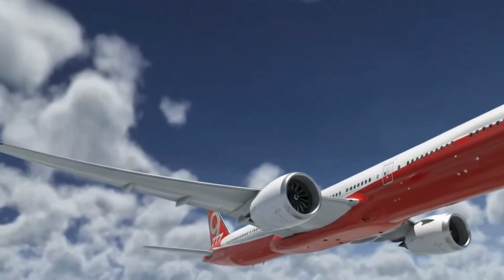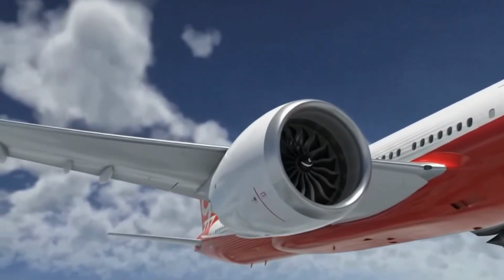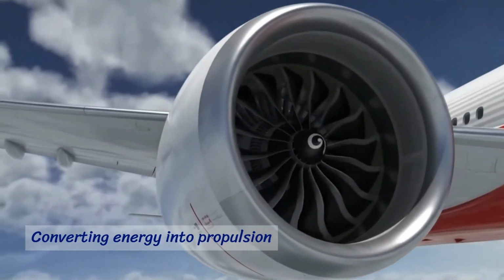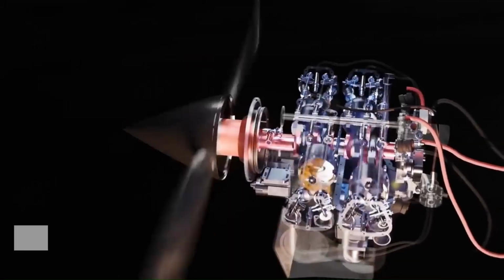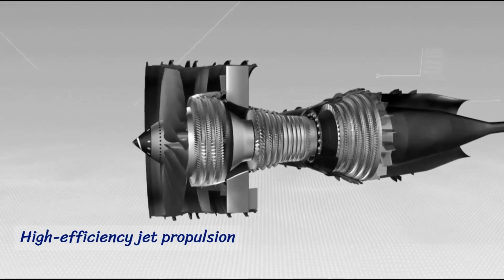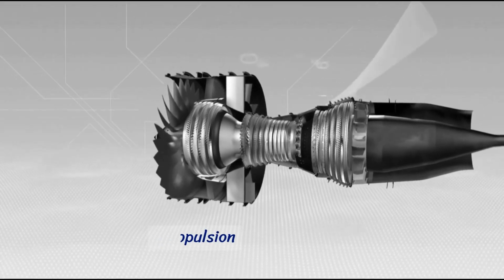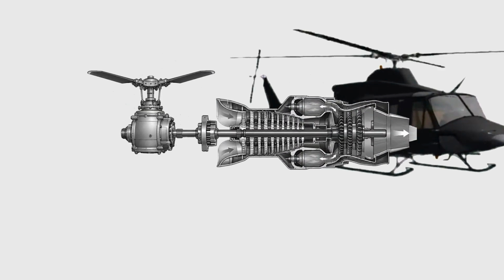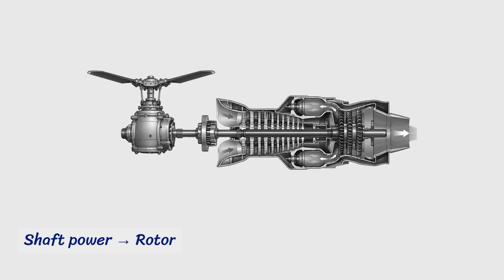Aircraft engines come in many different forms, but they all have one fundamental purpose: to convert energy into useful propulsion. From the piston engines used in light training aircraft, to turbofans powering modern airliners, and turboshaft engines driving helicopter rotors, each engine is designed around a specific mission.